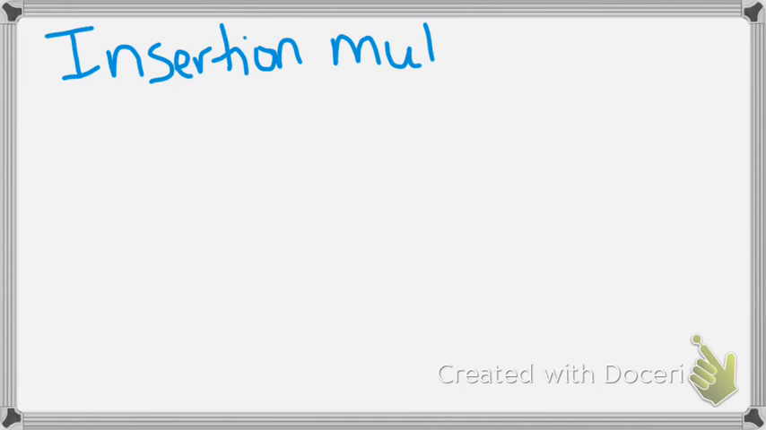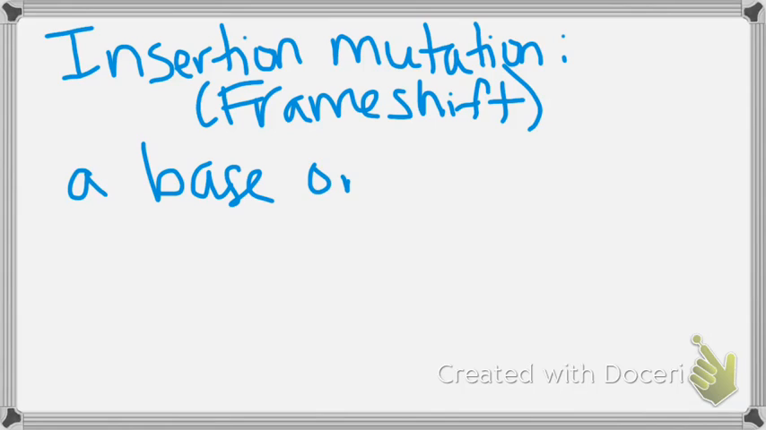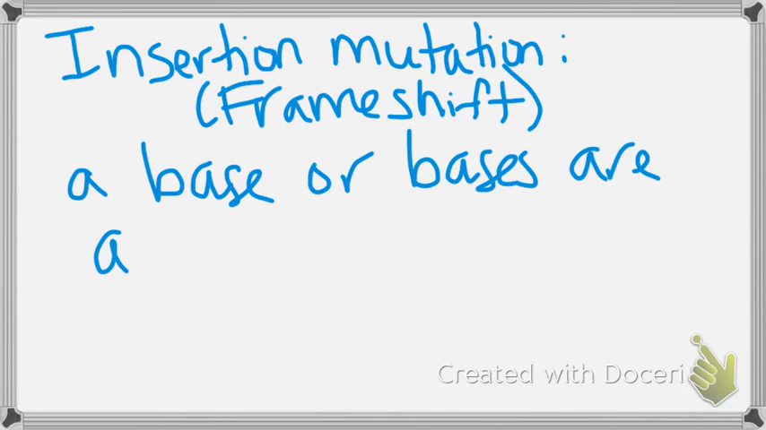All right, our last type of mutation is called an insertion mutation, which is going to be the exact opposite of a deletion mutation. So an insertion mutation is also a type of frame shift, meaning we're shifting our reading frame that our ribosome is reading through. And the definition for this is a base or bases are added to our DNA sequence.